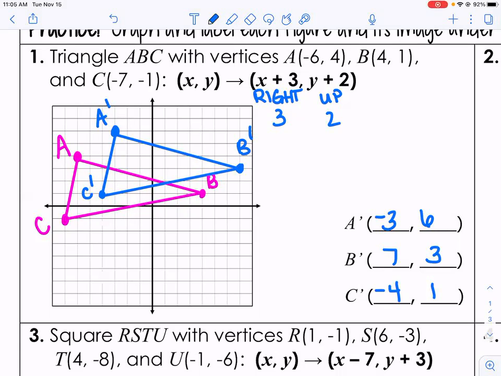Okay, look at the Y. 4, 1, and negative 1. You add 1, 2. We added 2 to all of the Y coordinates. So that can be your double check. Okay. We literally just moved our coordinates on our graph, but that should match up with this right here. All of our X coordinates, we added 3. All of our Y coordinates, we added 2. Those should match up. Okay.